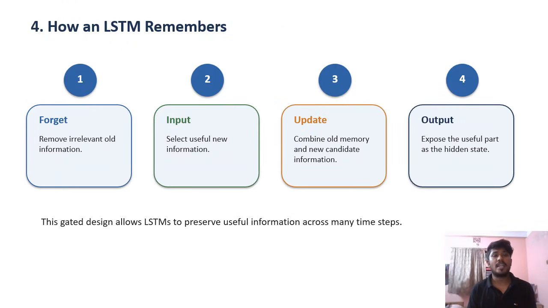Now we'll see how an LSTM remembers. It has four steps. In the first step, that is forget, remove irrelevant old information. In the second step, that is input, select useful new information. In the third step, that is update state, combine old memory and new candidate information. And the final step, that is output, expose the useful part as the hidden state. This gated design allows LSTMs to preserve useful information across many time steps.